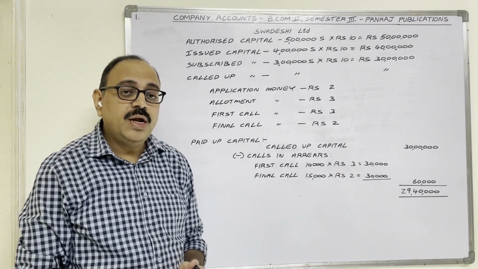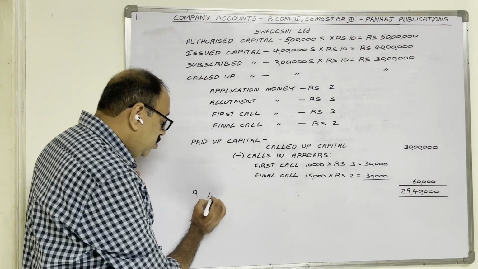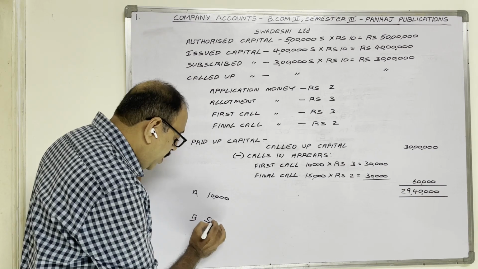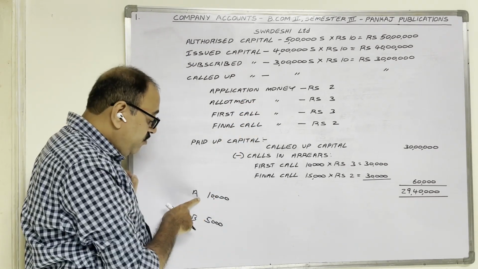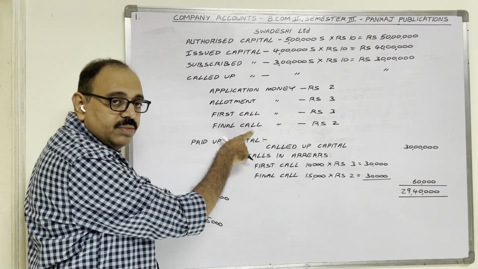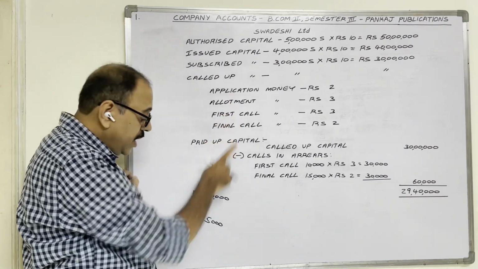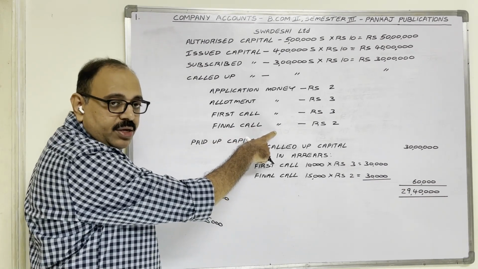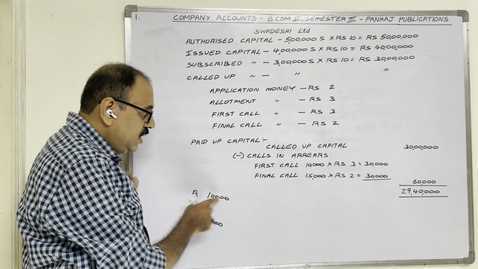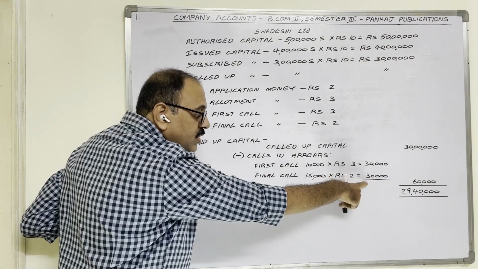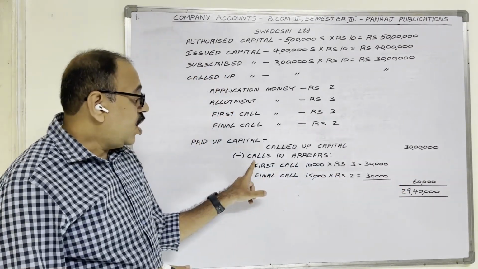How should we understand this point? For example, take two shareholders A and B. A purchased 10,000 shares. B purchased 5,000 shares. A paid application money and allotment money, and he failed to pay the first call money and final call money. Similarly, B paid application money, allotment money and first call money, and he failed to pay the final call amount to the company. So on 15,000 shares, final call money did not come. On 10,000 shares, first call money did not come. So 30,000 plus 30,000, 60,000, the company failed to collect from the public. This 60,000 is known as calls in arrears.